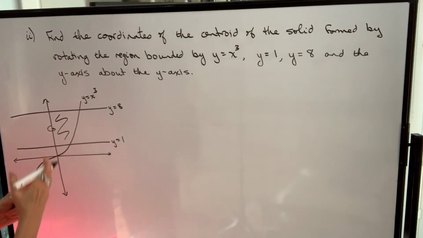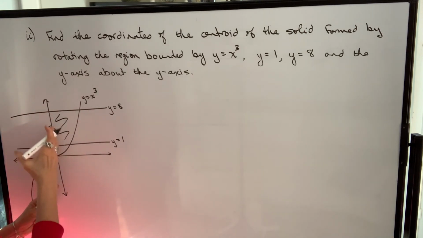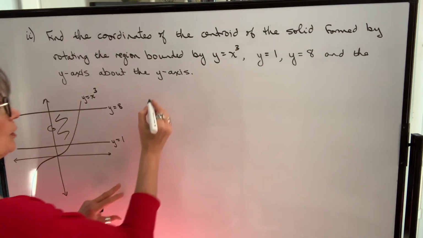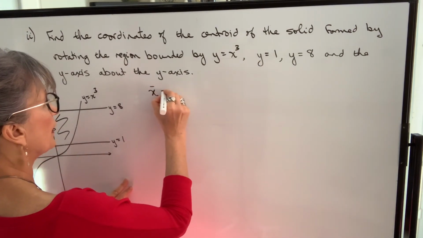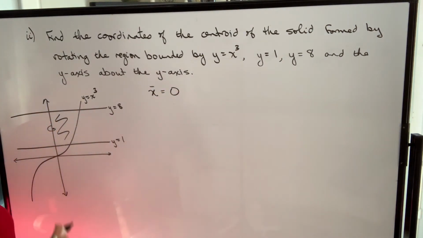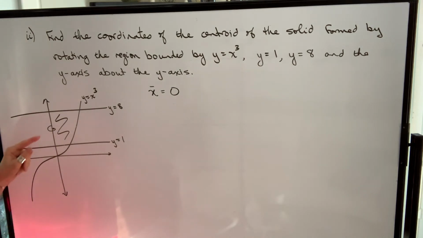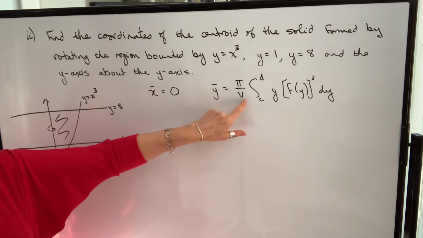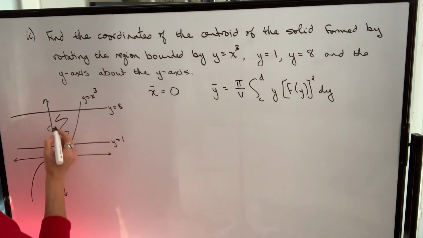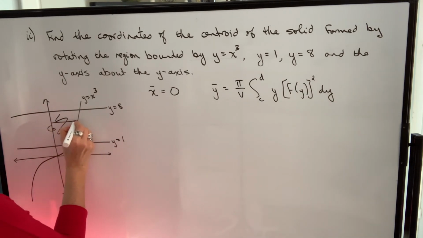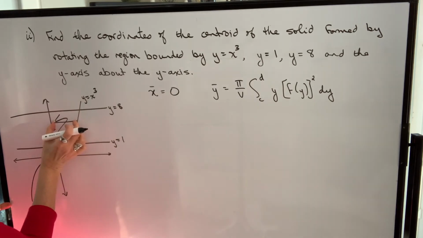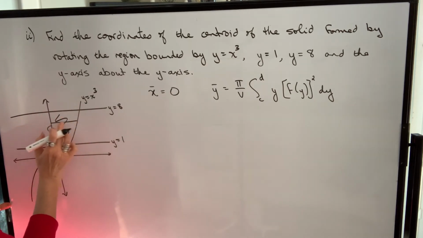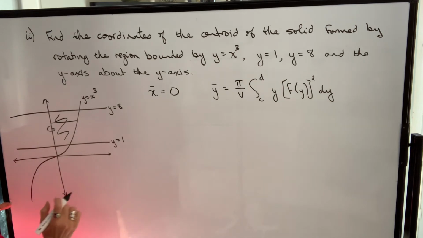Because it's rotating about the y-axis, we know that's our axis of symmetry. We already know the x-coordinate of our centroid is 0. What we need to do now is find the y-coordinate. In order to find the y-coordinate, I'm going to find the volume first. I'm going to use horizontal rectangles, and when I find the volume I'm going to use the disk method because it's bounded by the axis it's rotating about.